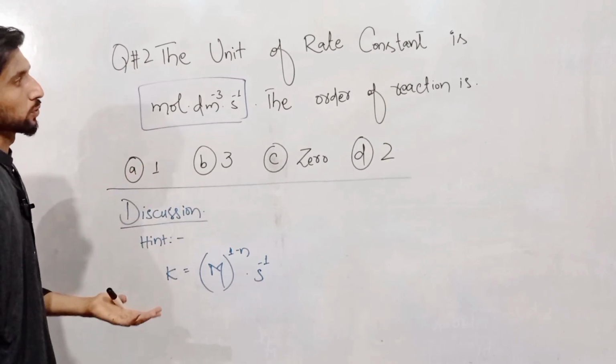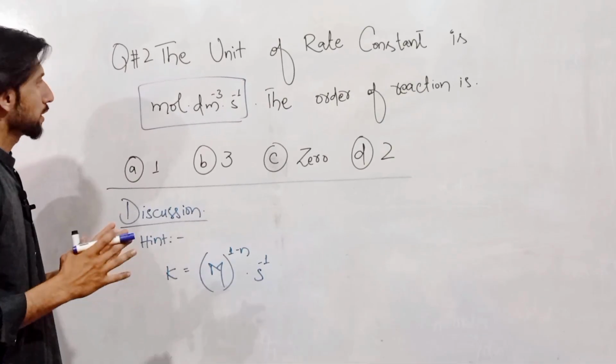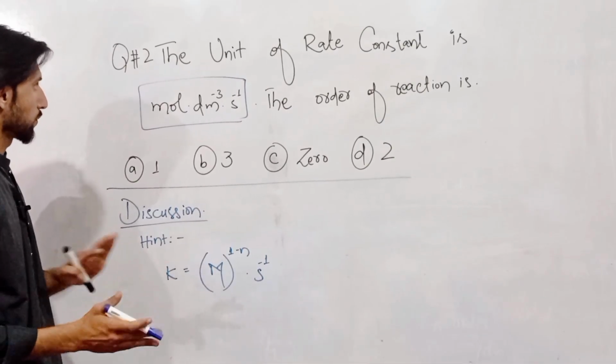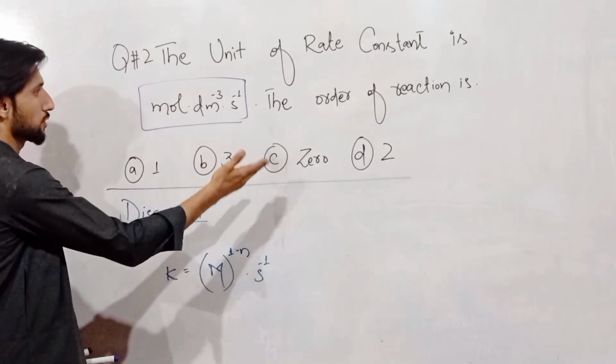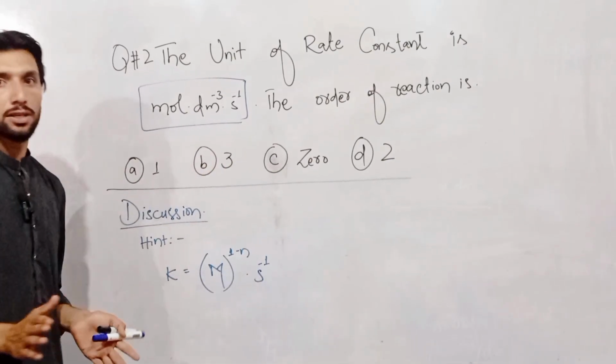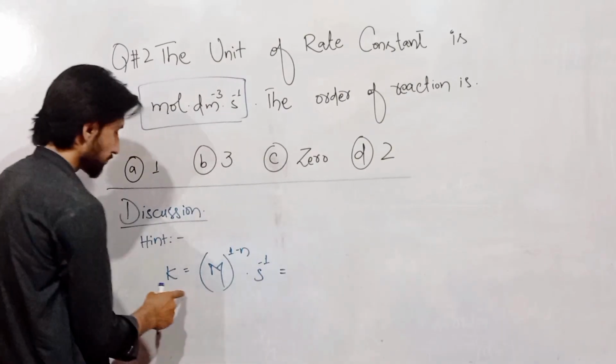In the previous MCQs, we got the shortcut for finding the order from the unit, or the unit from the order. The options are 1, 3, 0, or 2. So you must mark your answer, and then we will discuss it over here. Now we will go to the discussion.